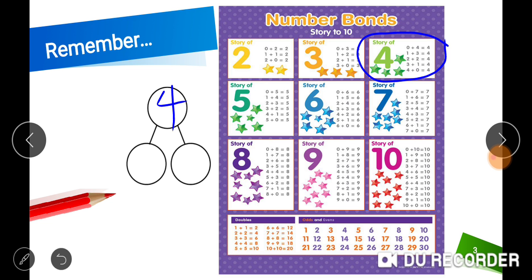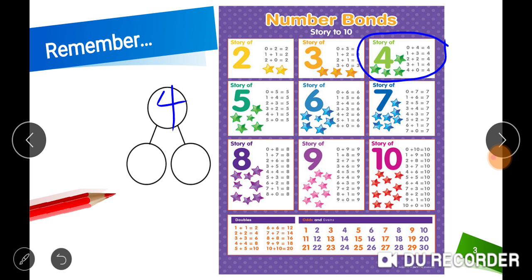Now for every number from 2 upwards, you have a group of numbers you can break them down into.